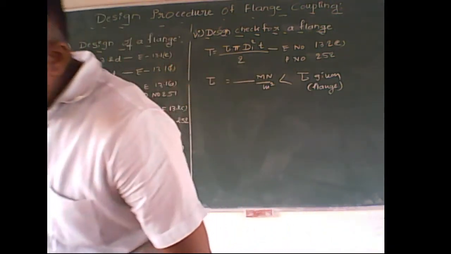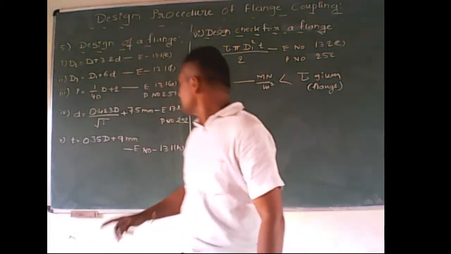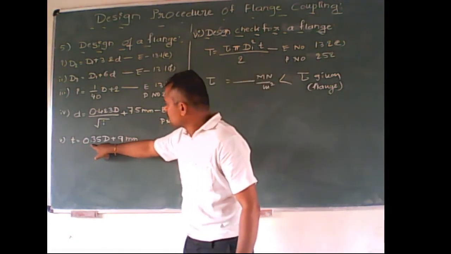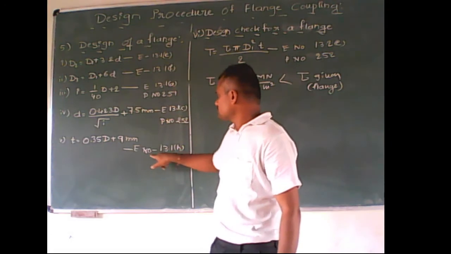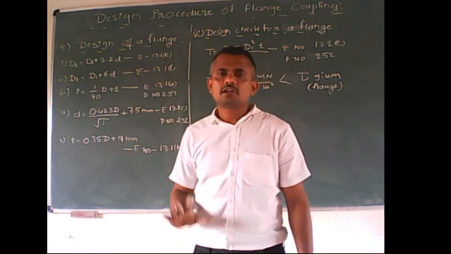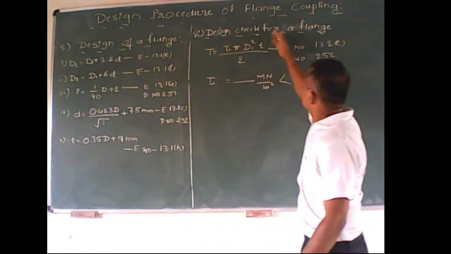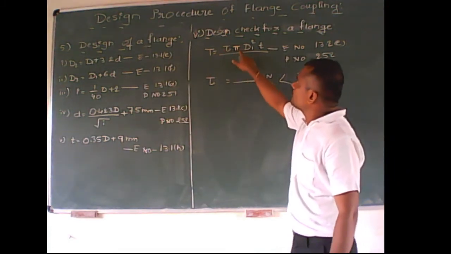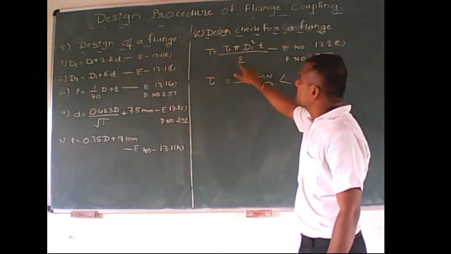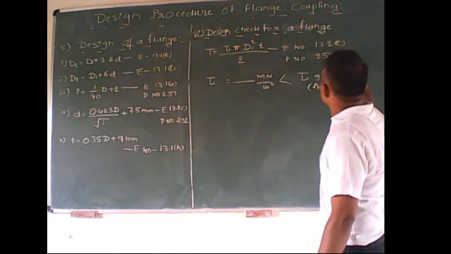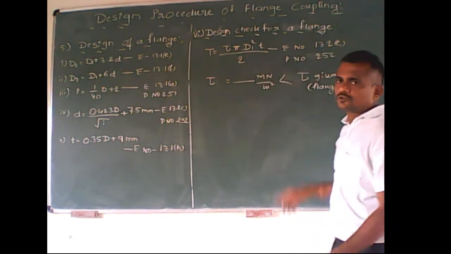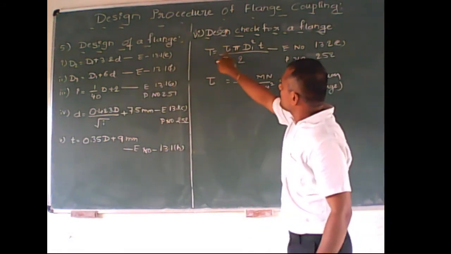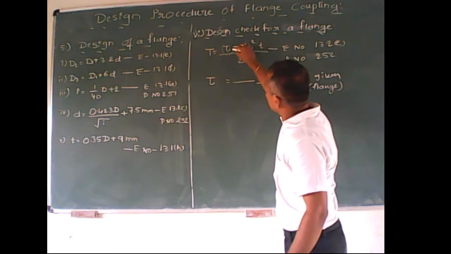Afterwards, small t is also required here. Small t is the thickness of the flange, that is 0.35d plus 9 mm, equation number 13.1h. So with the help of these parameters, we have to go for the design check for the flange, where the equation is T is equal to tau into pi d1 square t upon 2. The equation number is 13.2e of page number 252. And when you substitute all these values, you have to calculate this tau value.